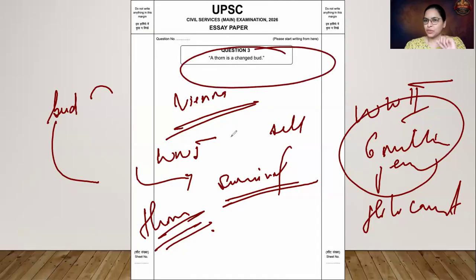Now, the question is, this is one perspective of this essay, but can this be applicable to everyone? Every person who is a bud, who wants to blossom into fruit and flower, can everyone become a thorn? Now, that depends upon the individual. That depends upon individual personality, individual perspective. I'll give you a counter example of Japan.